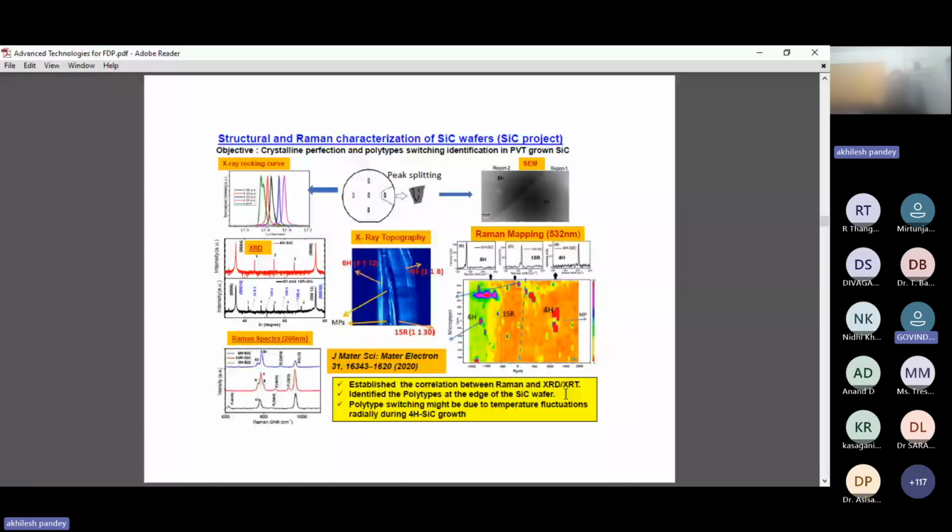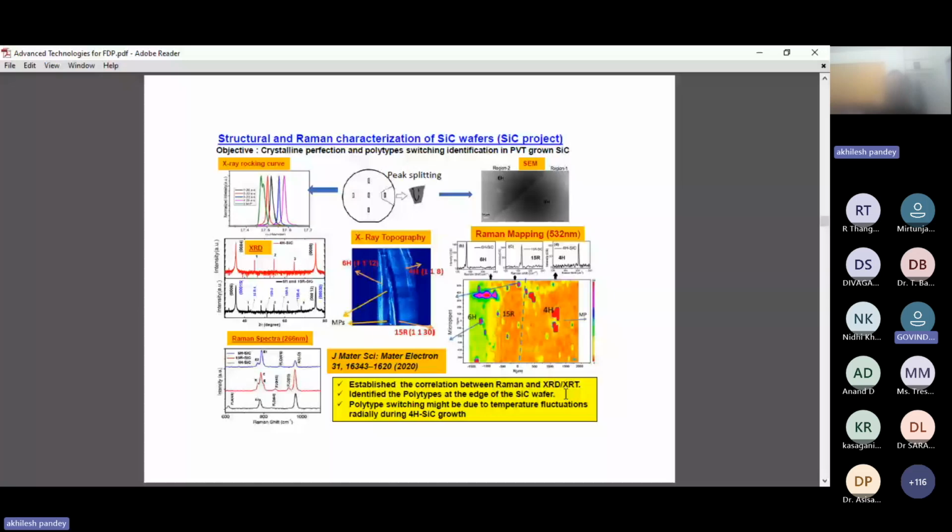One of the wafers we have taken, an X-ray rocking curve measurement, which tells about the crystalline quality of the wafer, has been done at several places, around 5 places. In one place, we got some splitting. At that place, we did scanning electron microscopy, and it was found that there are two regions, a demarcation, which might be 6H and 4H.